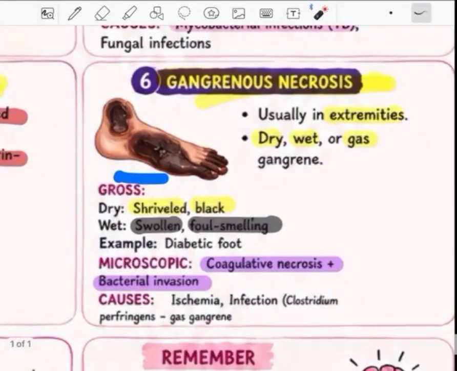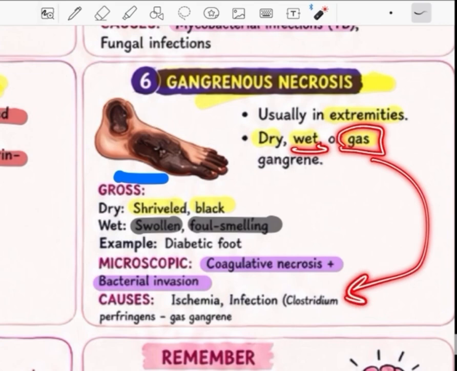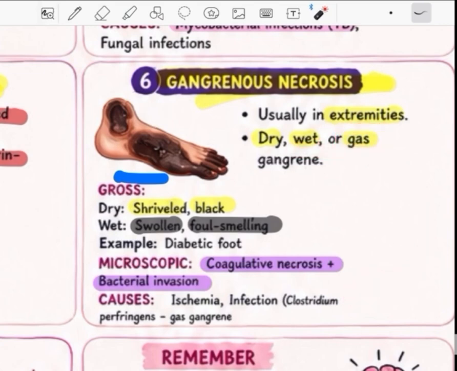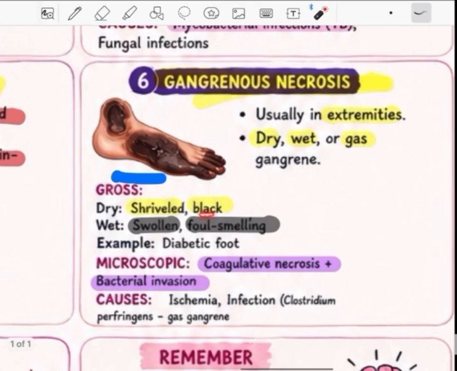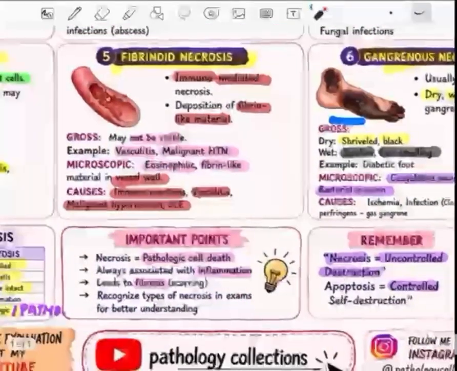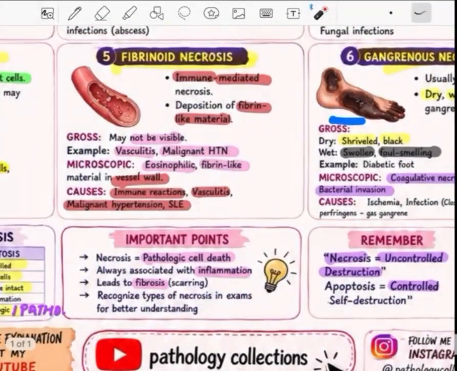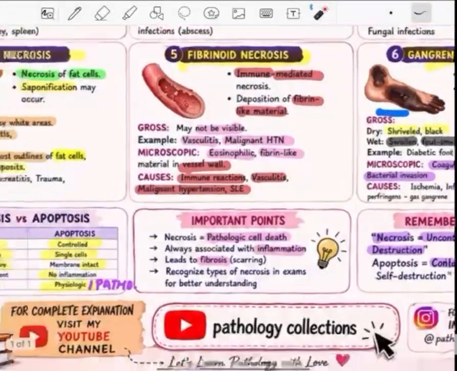Now, coming to gangrenous necrosis. It is not a single entity in necrosis. Here, dry gangrene will be superimposed with coagulative necrosis. Wet gangrene is because of Clostridium perfringens. Dry gangrene will be seen in diabetic foot, where it becomes very black in color. In wet gangrene, swelling and a foul smell will be there. Microscopically, we'll see coagulative necrosis plus bacterial invasion.